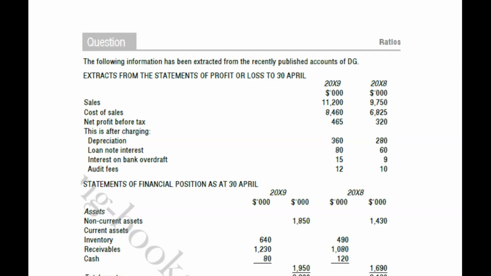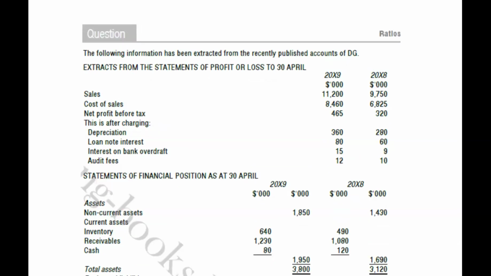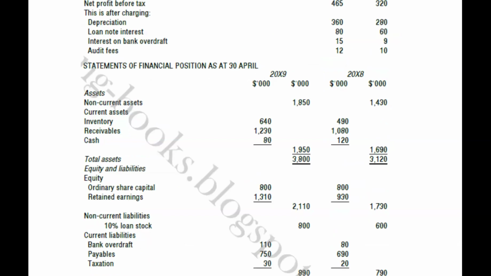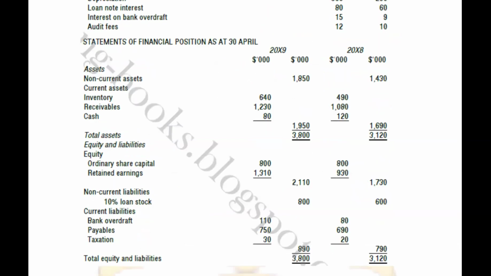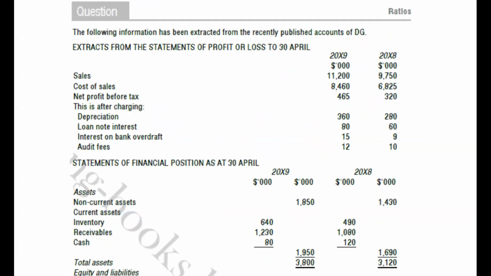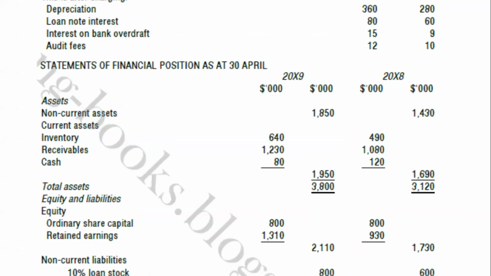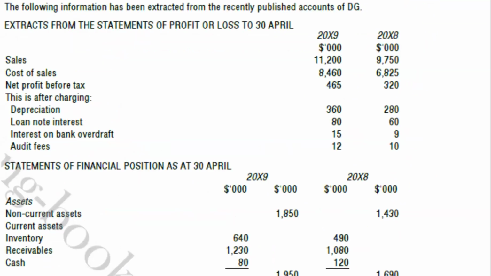So the following information has been extracted by the company, and it's about the published accounts of this particular company. They've extracted a profit and loss statement, and then they also have extracted the statement of financial position, the balance sheet. So we have the profit and loss on top, and afterwards they have also extracted the balance sheet, basically the statement of financial position. And they have given us the data for 2 years, 2018 and also 2019. And this is what we actually do have.